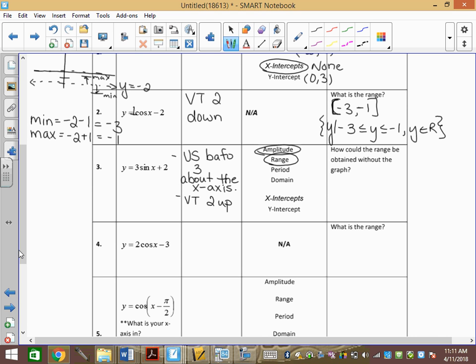The x-intercepts, would they change? I was here, I'm now here. Are they going to move? Yes. It doesn't just take a horizontal translation to move your x-intercepts. If the whole graph moves up, different parts of the graph will now be covering it, or if the whole graph moves down.